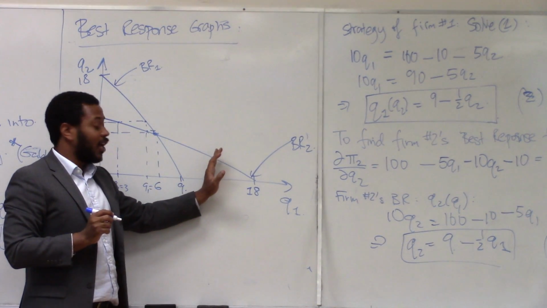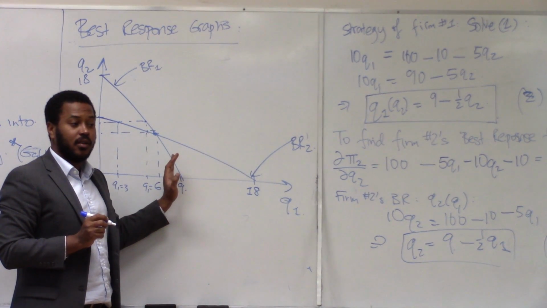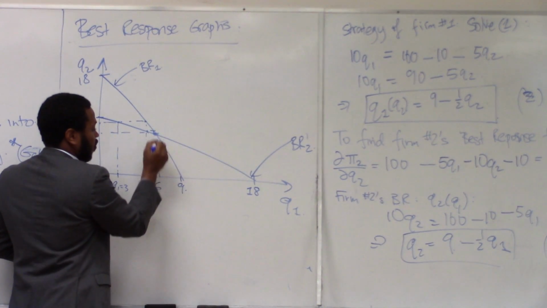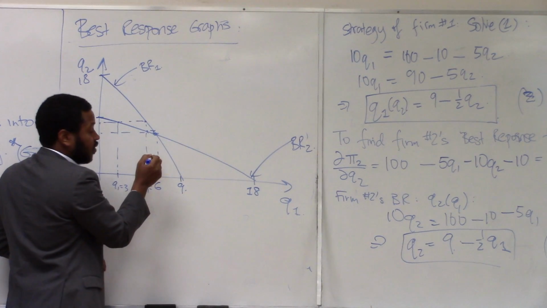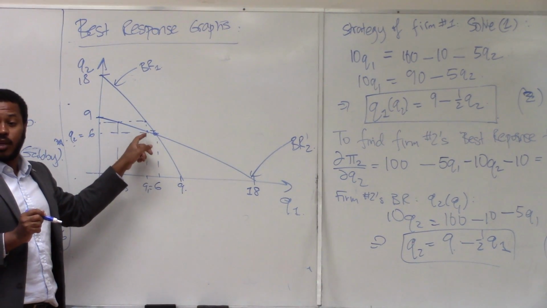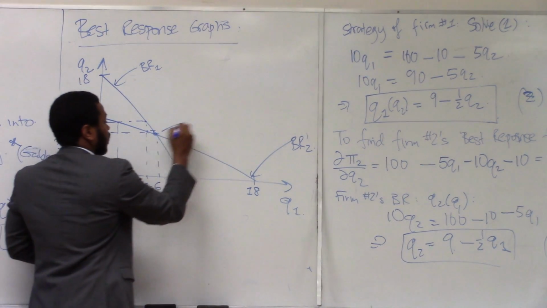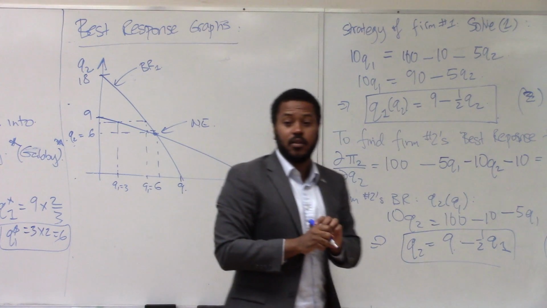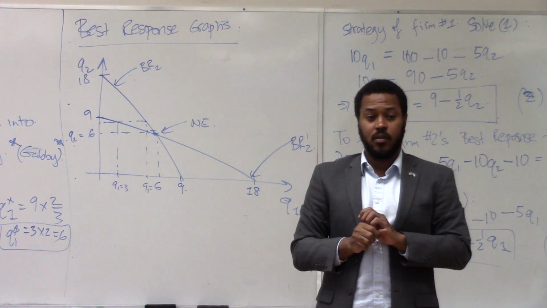And you can work the same logic coming from this side here. So what happens if firm 1 chooses this quantity here? What's firm 2 going to choose? It's going to choose this quantity here. And that's why this is going to be the natural equilibrium. Any questions on that? Any questions?